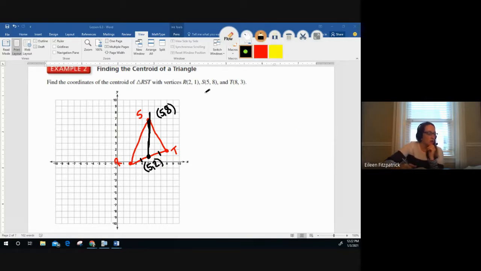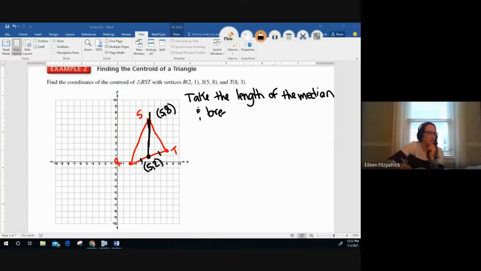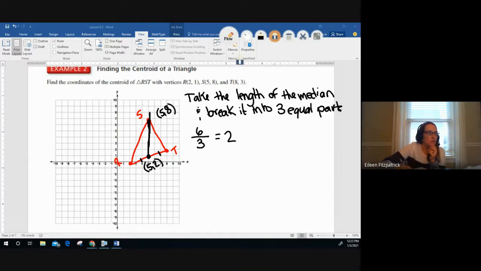All right, so you're going to take the length of the median and break it into 3 equal parts. My S is missing. So if the length is 6 and I break it into 3 equal parts, I'm talking 2. Okay, so that means every 2 units, I wish this wasn't so messy, but that's okay.